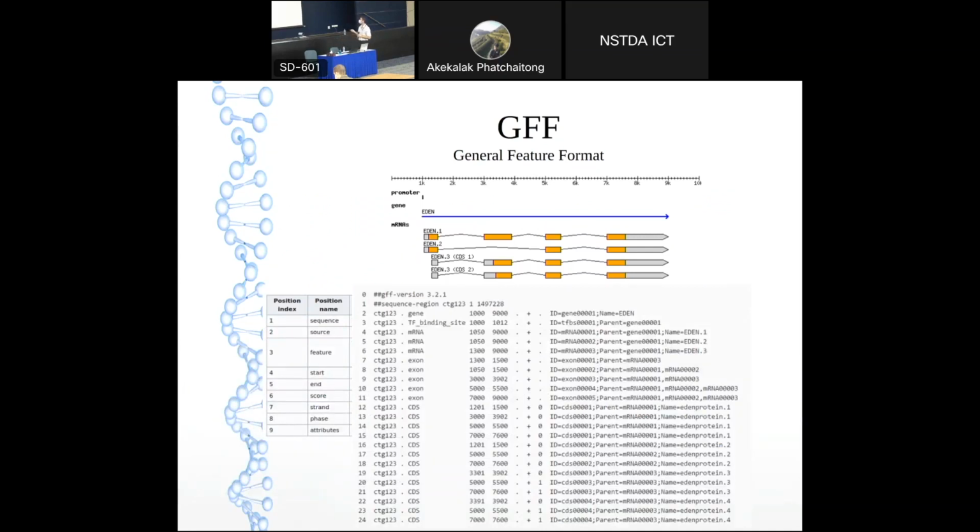So a GFF looks like this. Here we have the name, CTG123. This particular sequence is a gene. It starts at base pair 1000, goes to base pair 9000. It's on the plus strand of the sequence, and the gene is named gene 00001. Most programs just assign a gene number.